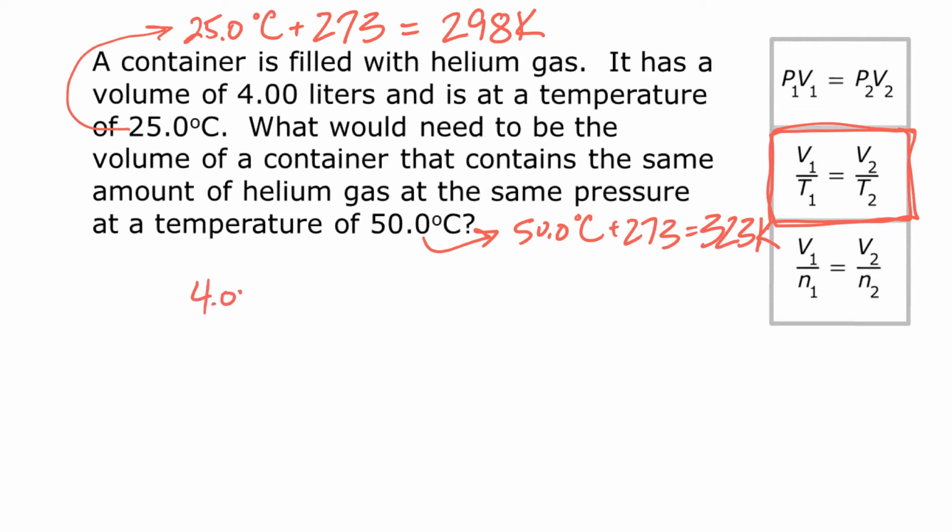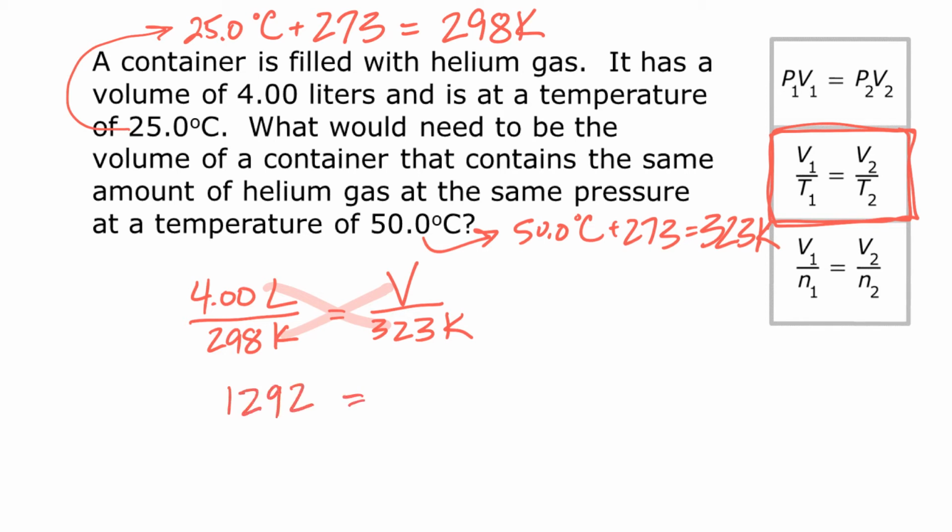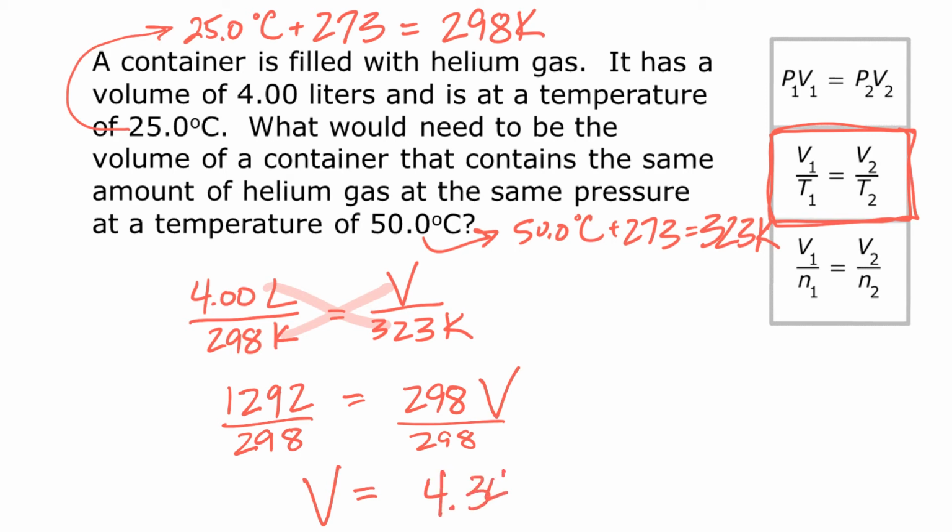So now I can plug in my numbers and solve my problem. So I have 4 liters over 298 Kelvin. That equals my unknown volume over 323 Kelvin. So once again, I can cross multiply and then divide. And so that gives me 1292 equals 298 times my unknown volume. And when I divide both sides by 298, I see that the volume here would be 4.34 liters. And I rounded that to 3 significant figures. So this is the correct volume that it asked for in this problem.